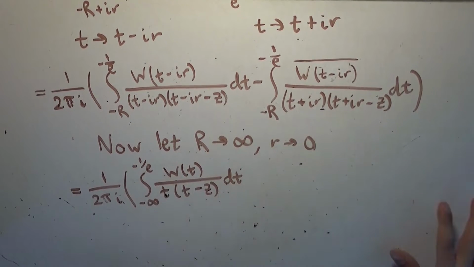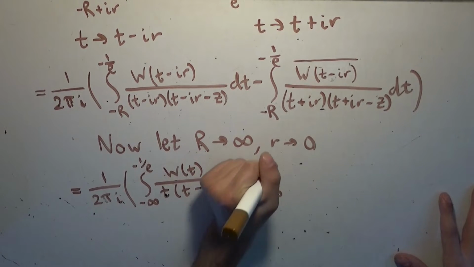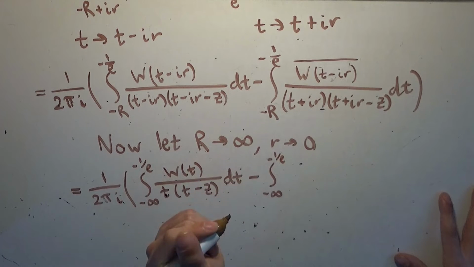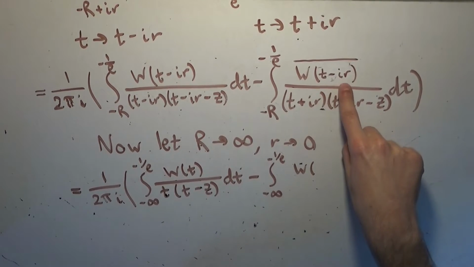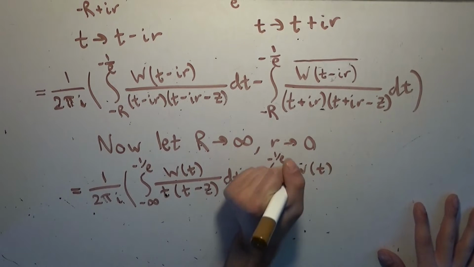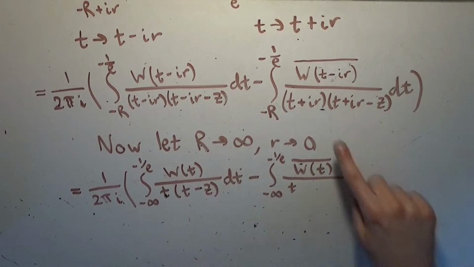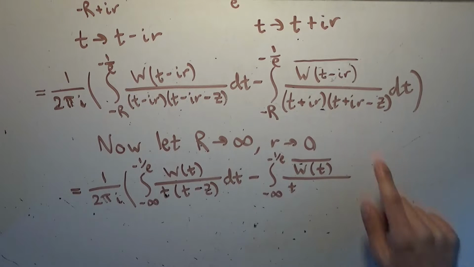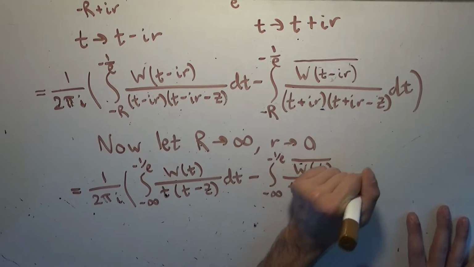And the exact same idea is going to happen here. So we're going to get minus the integral from negative infinity to negative 1 over e of the conjugate of W of just t, right? Because negative IR is going to go to 0 as little r goes to 0. So we get the conjugate of W of t divided by t, because plus IR also goes to 0, and so it does there. So we get in the denominator t times t minus z dt.